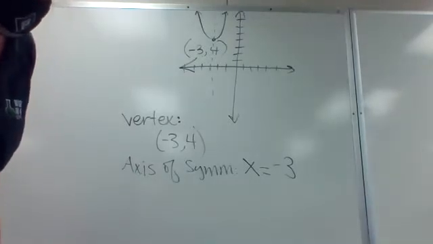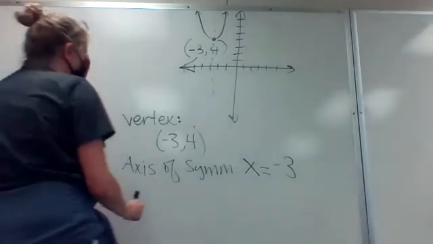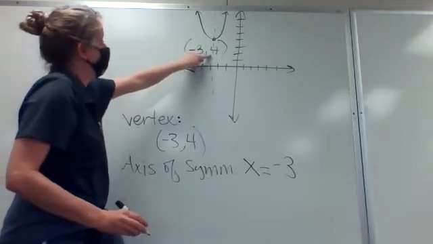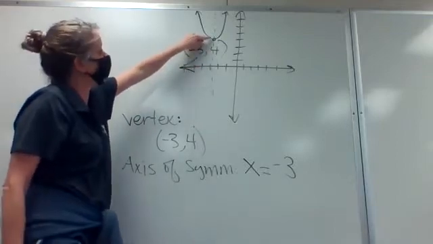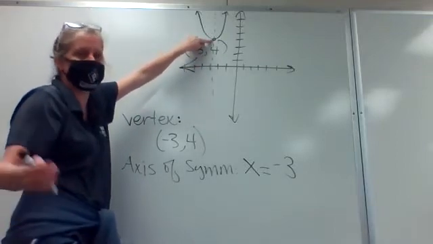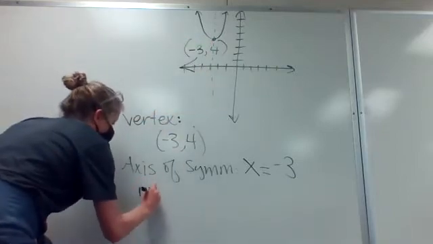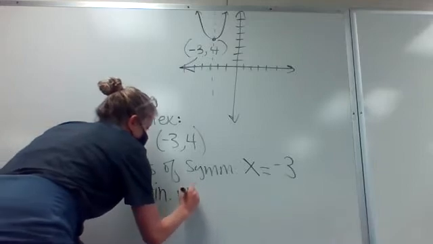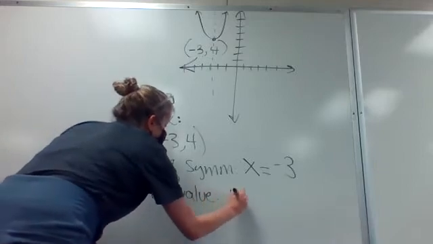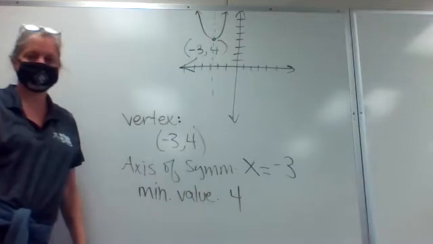Okay. What is the minimum or maximum value of the function? So let's see. Value is always your y coordinate, and is this one a minimum or a maximum? Minimum, because it's at the bottom of that parabola. So the minimum value is 4.